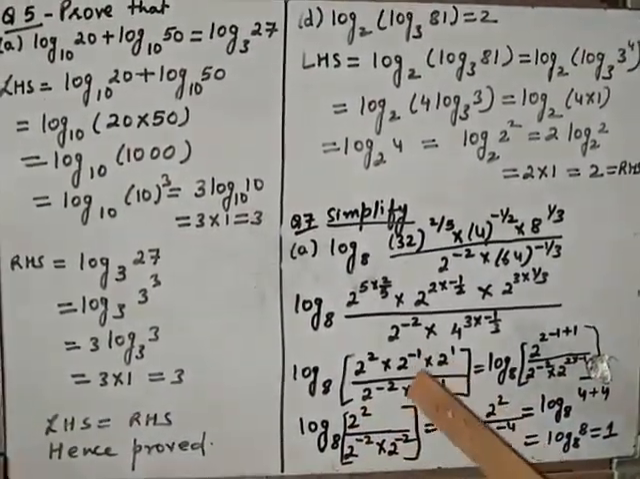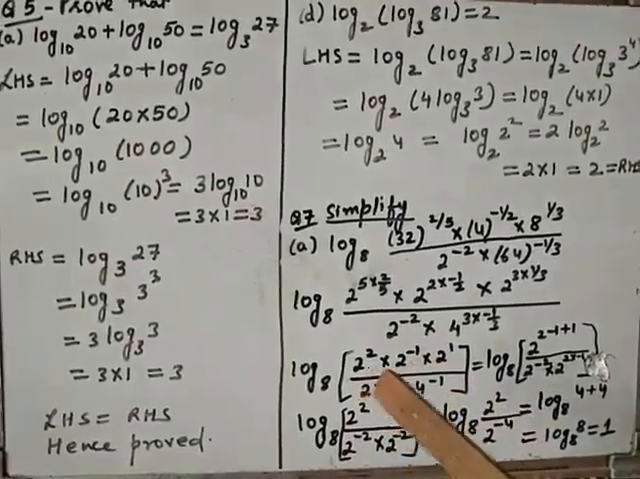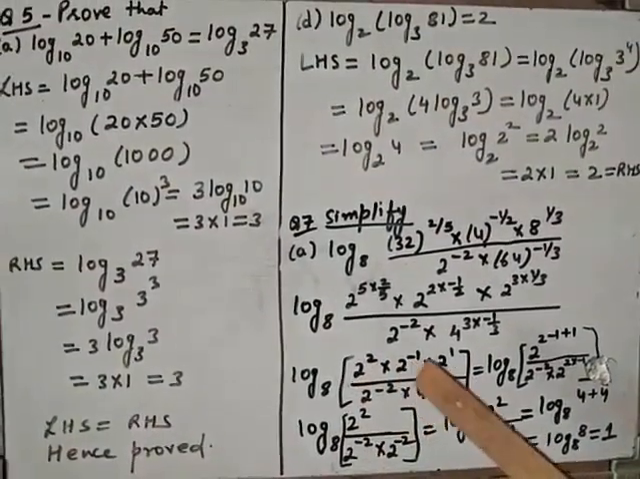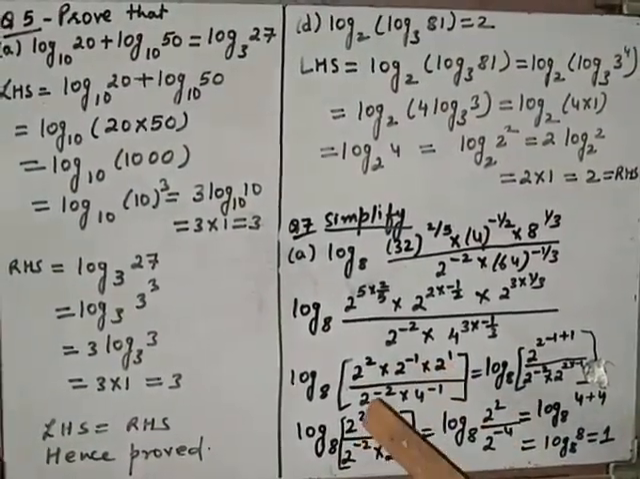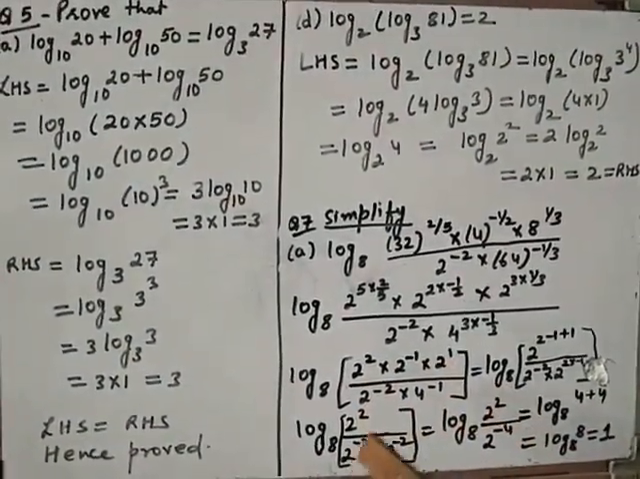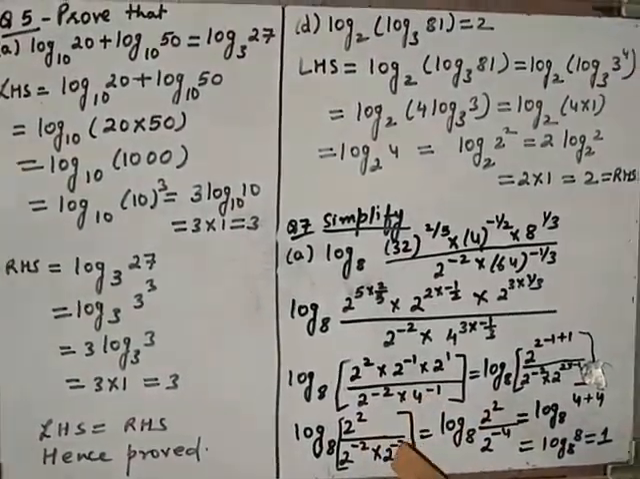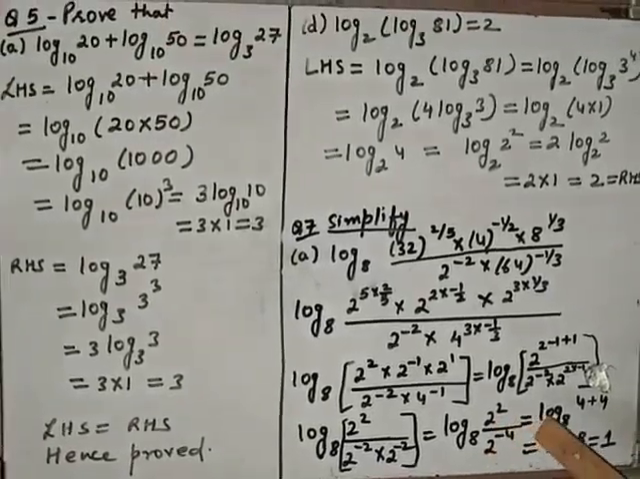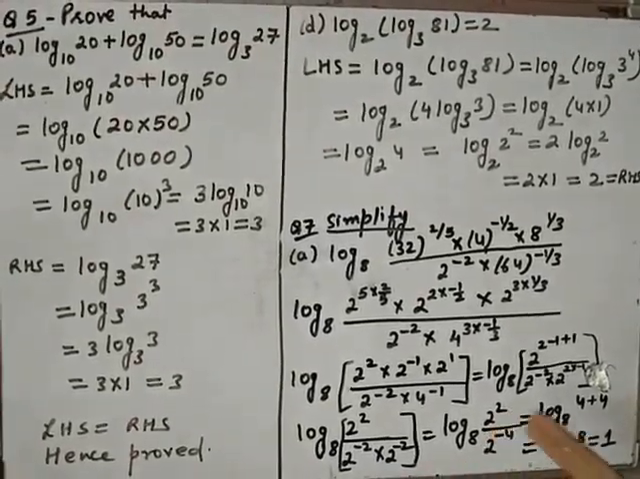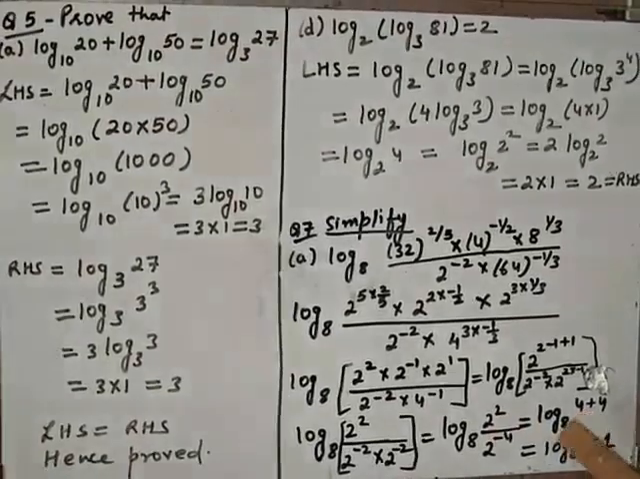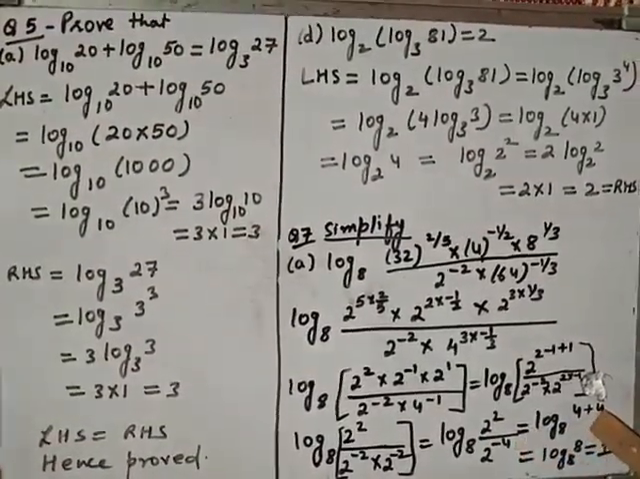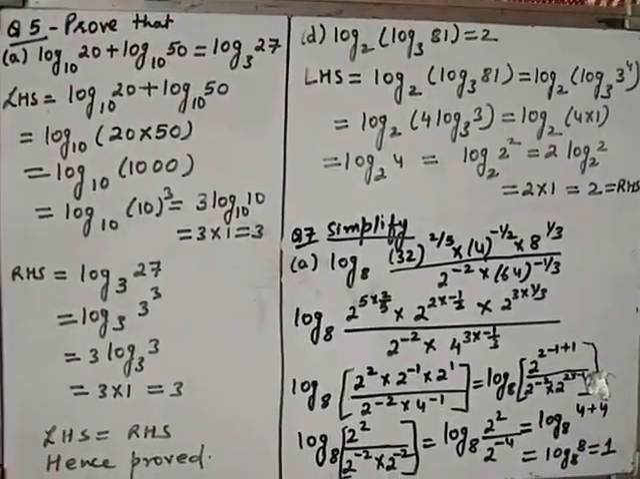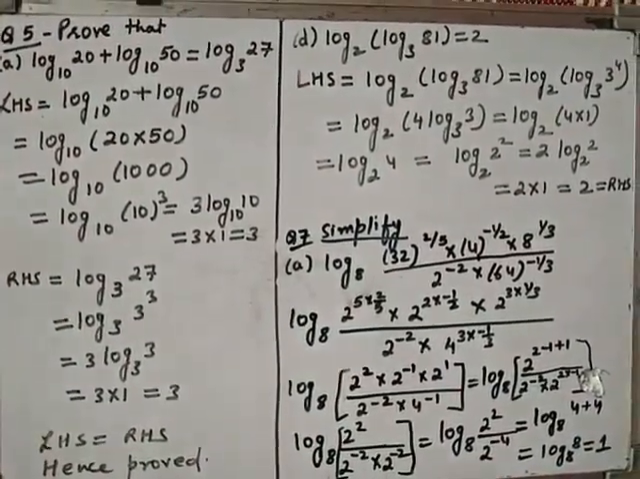Now when the base becomes the same everywhere in the numerator and denominator, we will simplify the powers. So 2 minus 1 plus 1 is 2 square, and here 2 raised to power minus 2, and this is 2 square, so 2 raised to power minus 2, which is 2 raised to power minus 4. So this 2 square is log to the base 8 of 4, and this 2 raised to power minus 4 becomes plus 4. So log to the base 8 of 8, which is equal to 1. Clear, students?